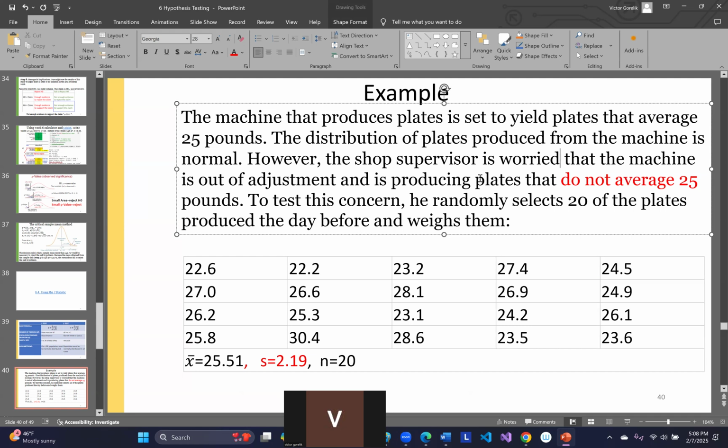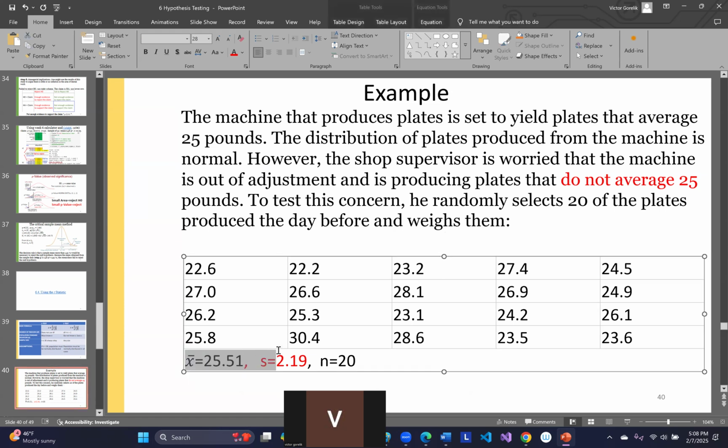The mean of the sample is 25.51. The standard deviation is 2.19. The logic of applying the t-statistic is the same as the logic of applying the z-statistic.